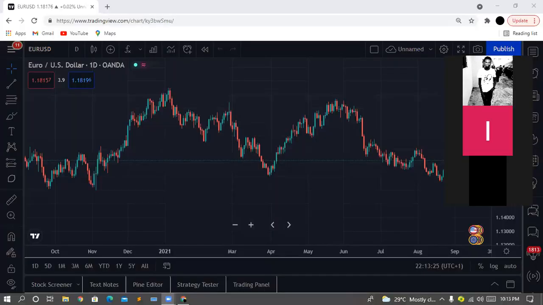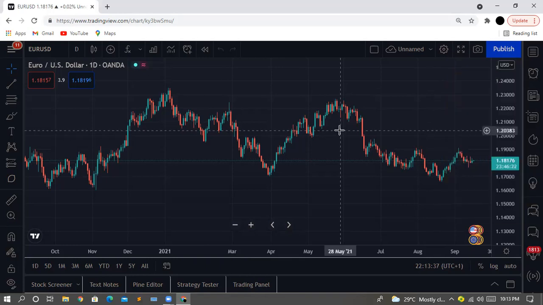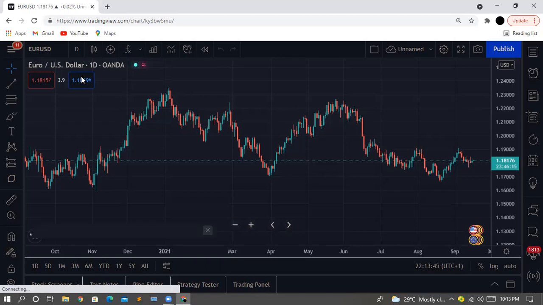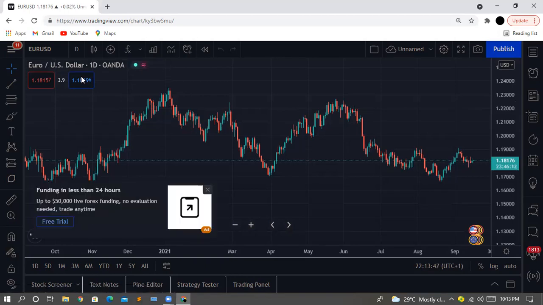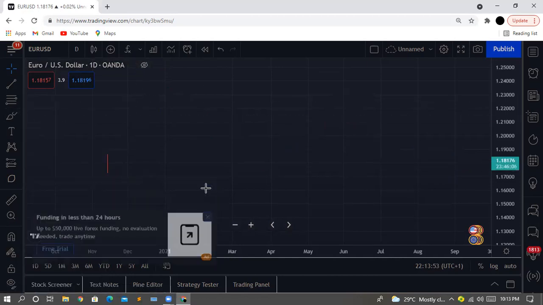I'll be showing us support and resistance zones. I know we've talked about support and resistance before, but we did not really go deep into it. So I will be talking about support and resistance zones. Let me hide my candles. I will explain with the lines first, then return back to the candles.